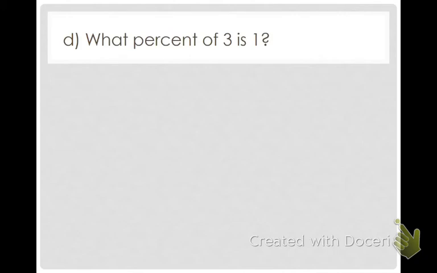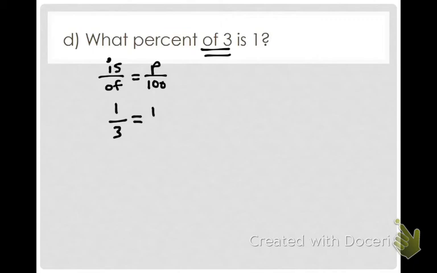Next one says, what percent of 3 is 1? So my formula, what is it? Is over of equals P over 100. Okay. Does it tell me what my percent is? No. No, I'm going to be looking for that. Does it tell me what my of is? Yes. What is it? 3. Okay, look right here. Of 3, so I know 3 is going to be for my of, is 1. So what's my is? 1.